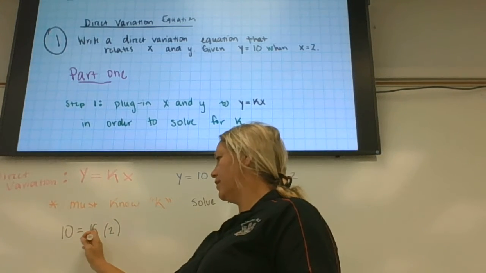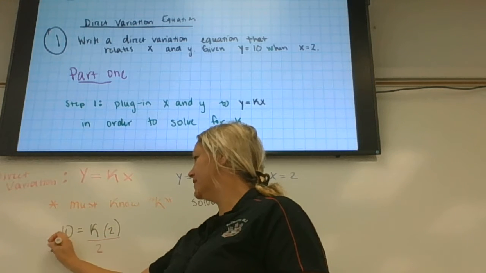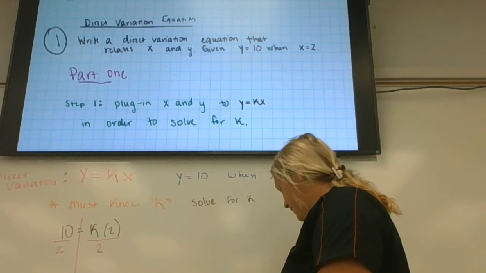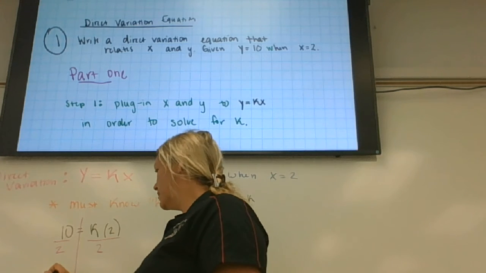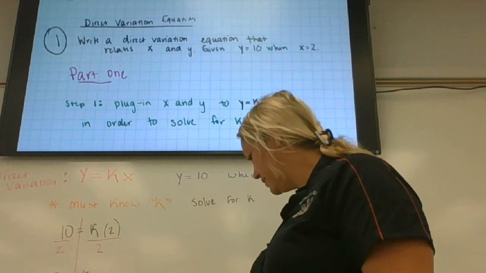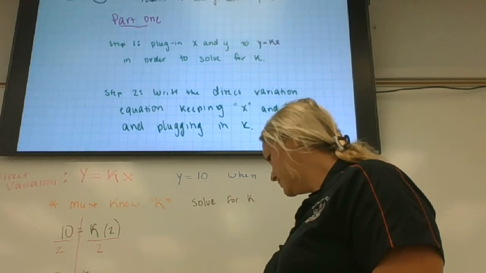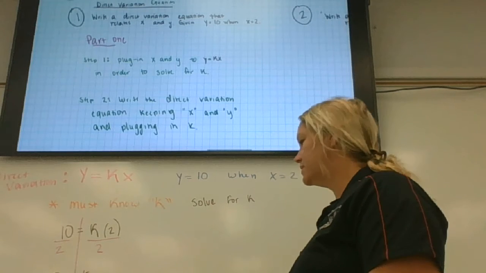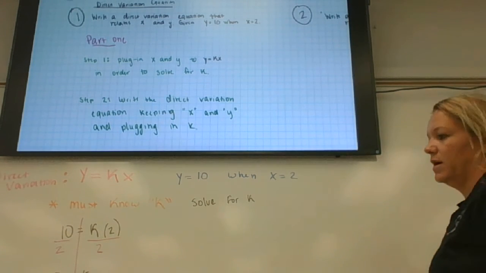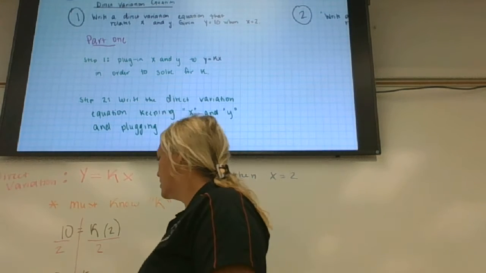So the opposite of multiply is divide. Divide both sides by 2. And I get 5 equals k. So step 2 is to write the equation, keeping x and y and plugging in k.